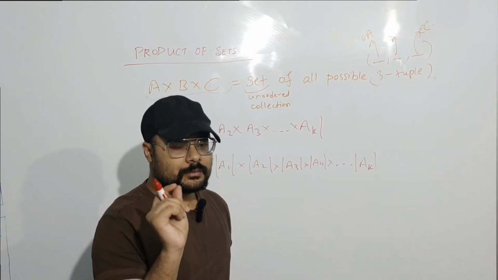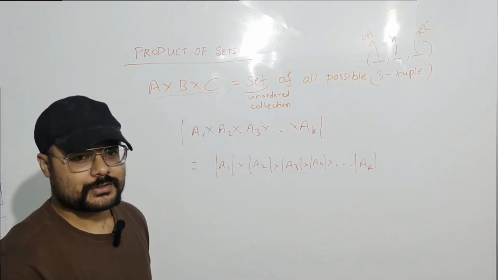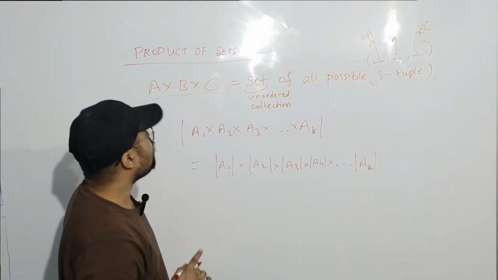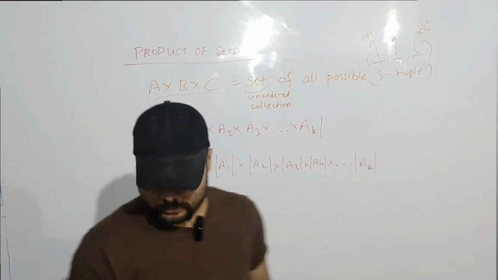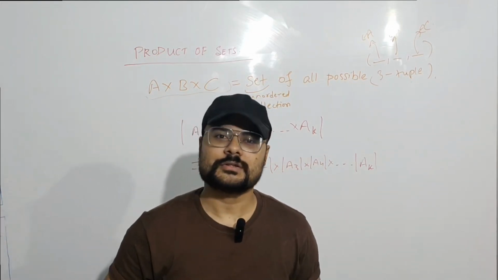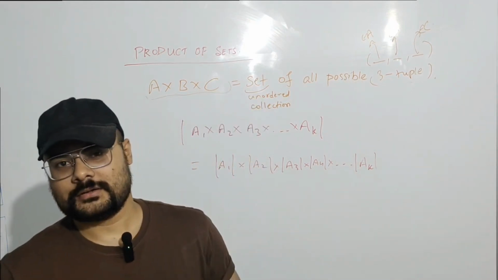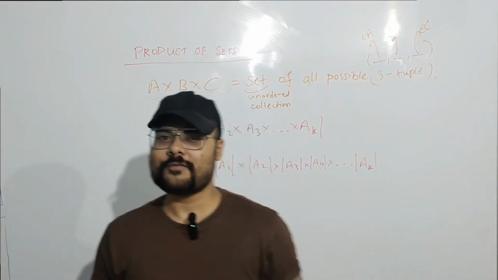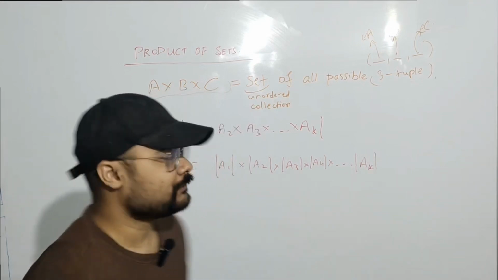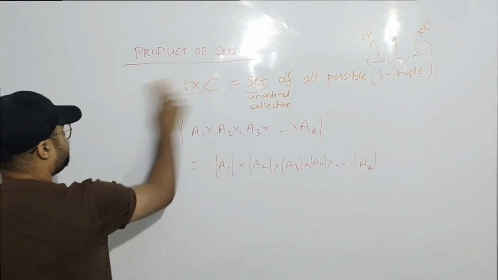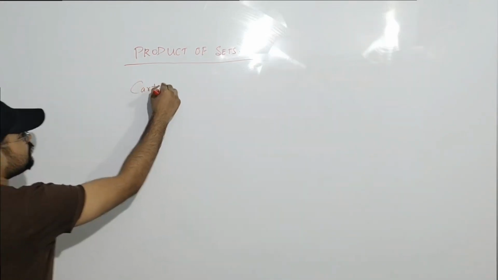Let's get a little bit into the Cartesian product of sets. Actually, when you have only two sets, the product of two sets is also called the Cartesian product of sets. Why? Because think of the Cartesian plane. Okay, let me explain. Cartesian product of sets.